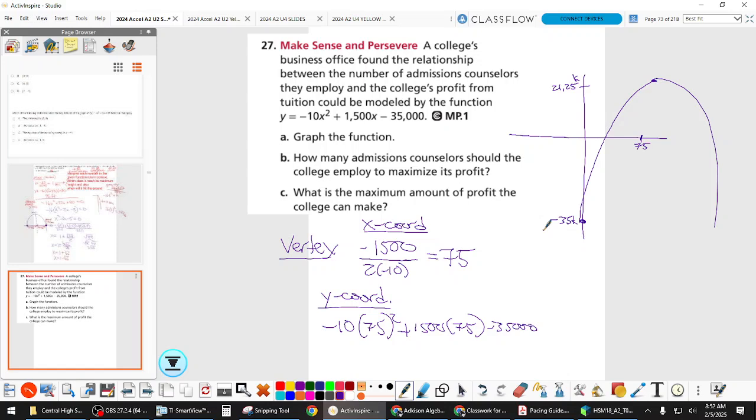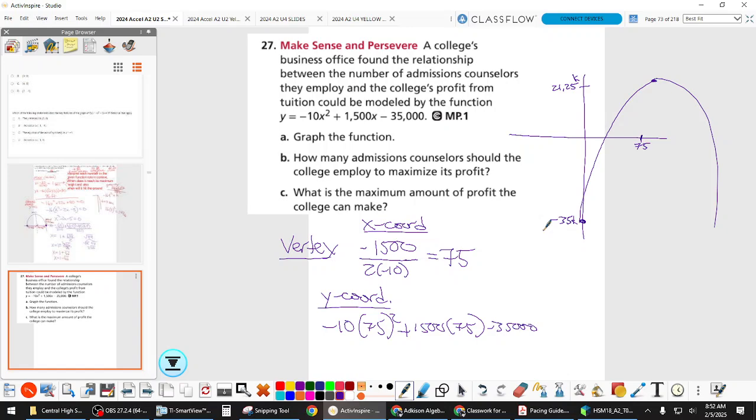How many admissions counselors should they employ to maximize? That would be 75. And then what is the maximum profit? Would be the 21,250. Is that good? Yeah. Any others?